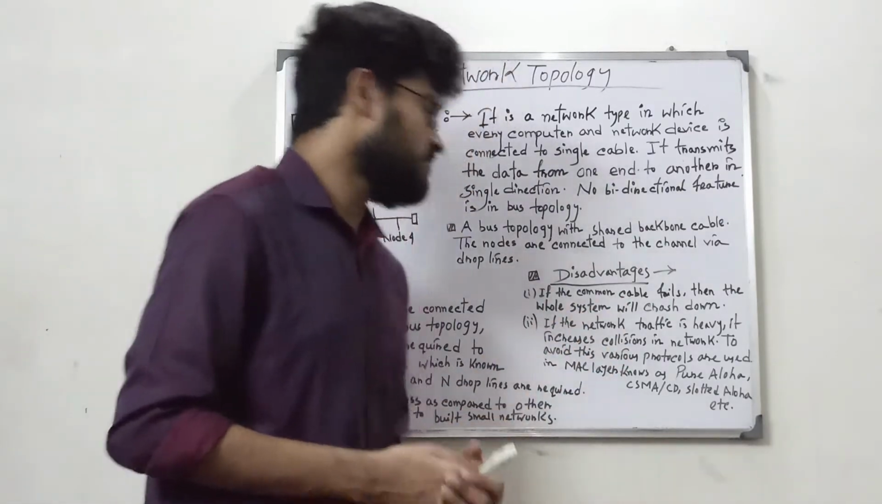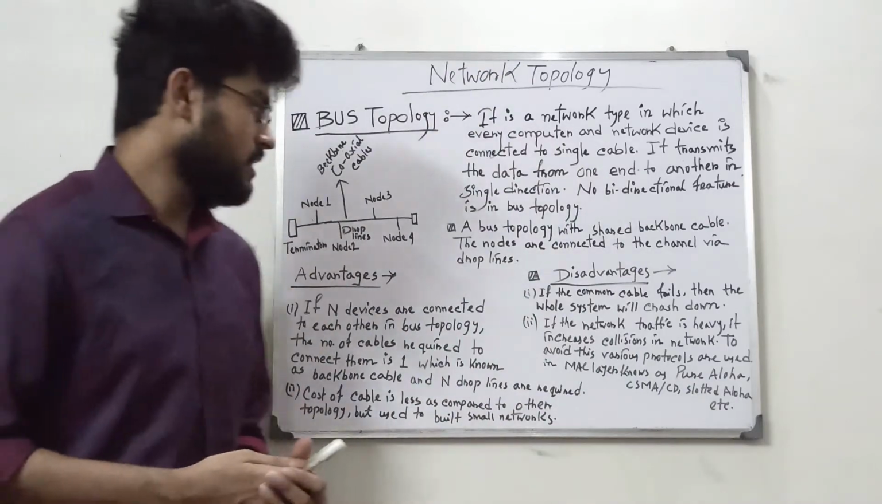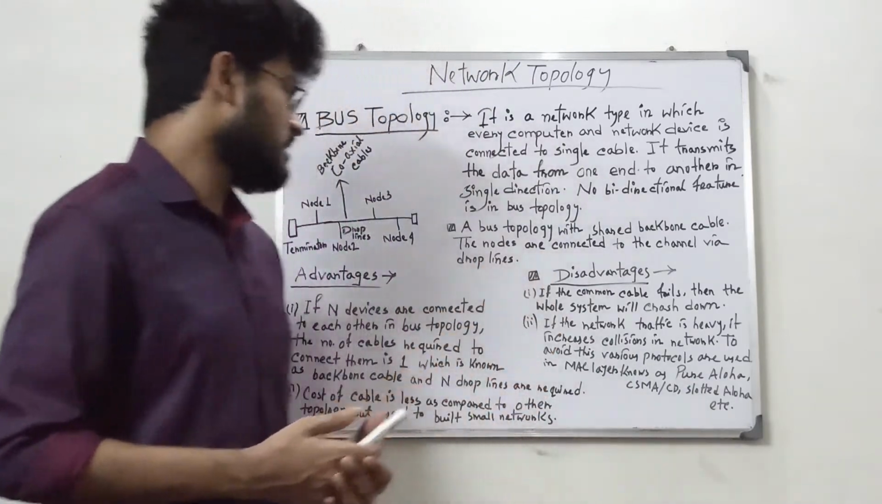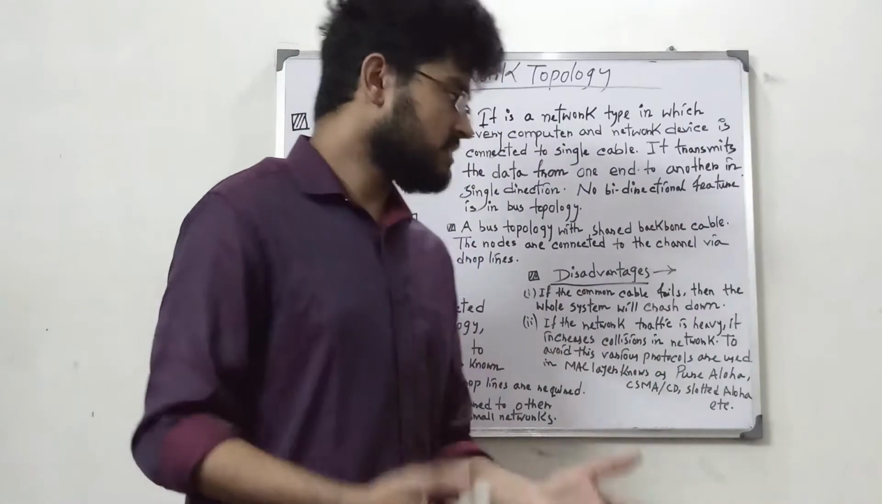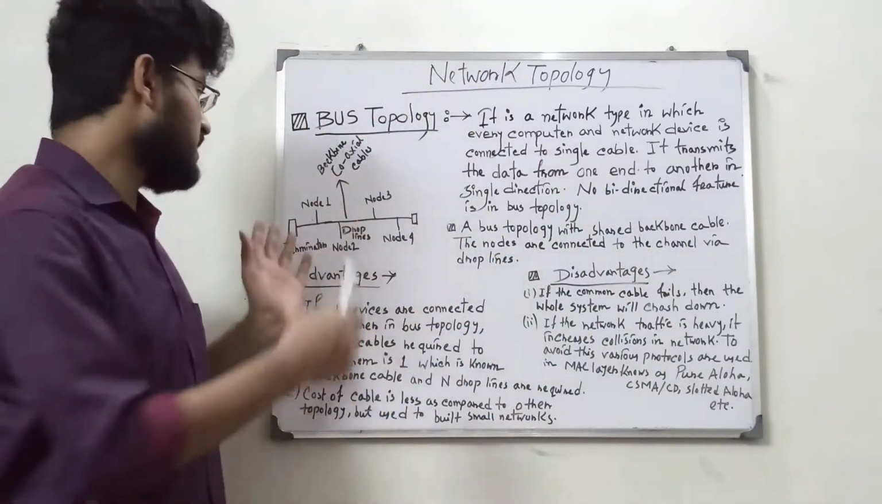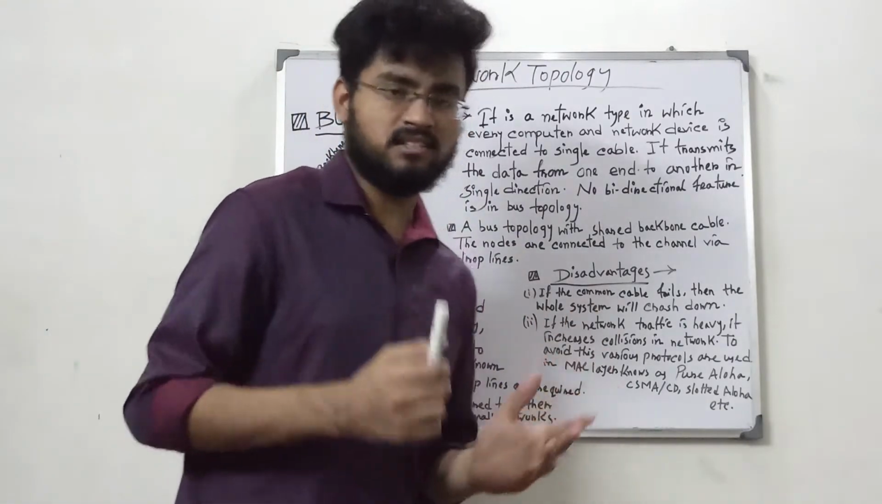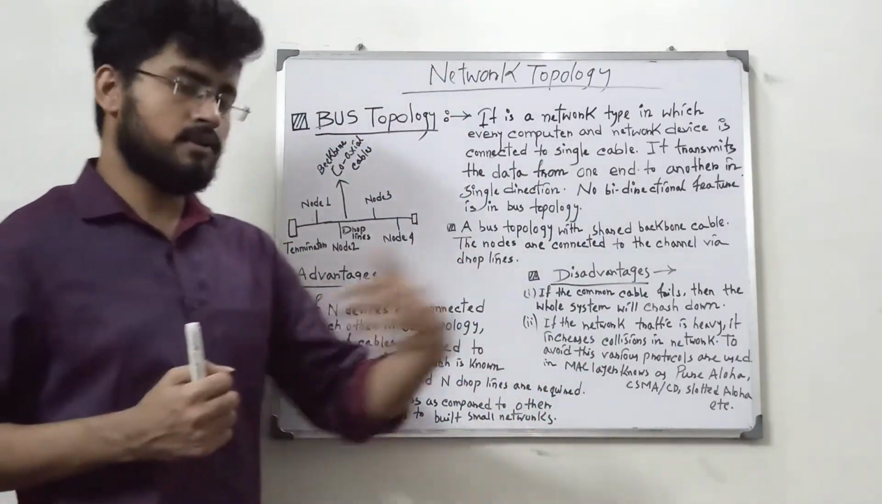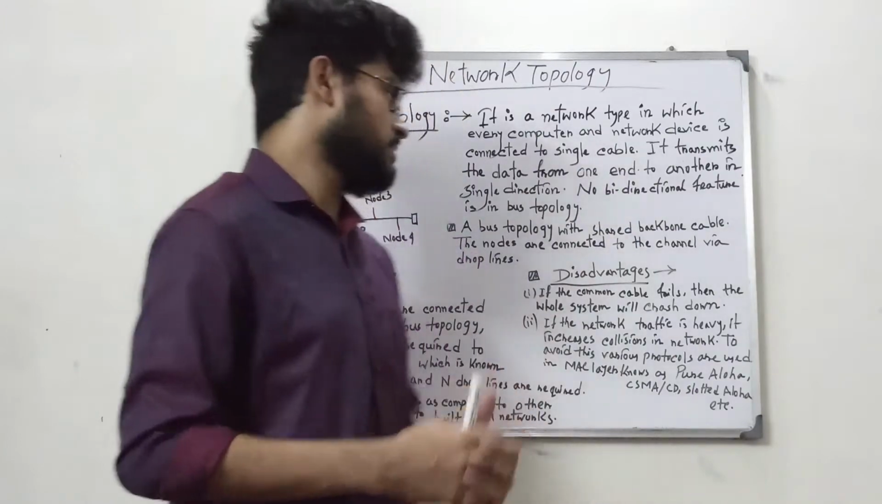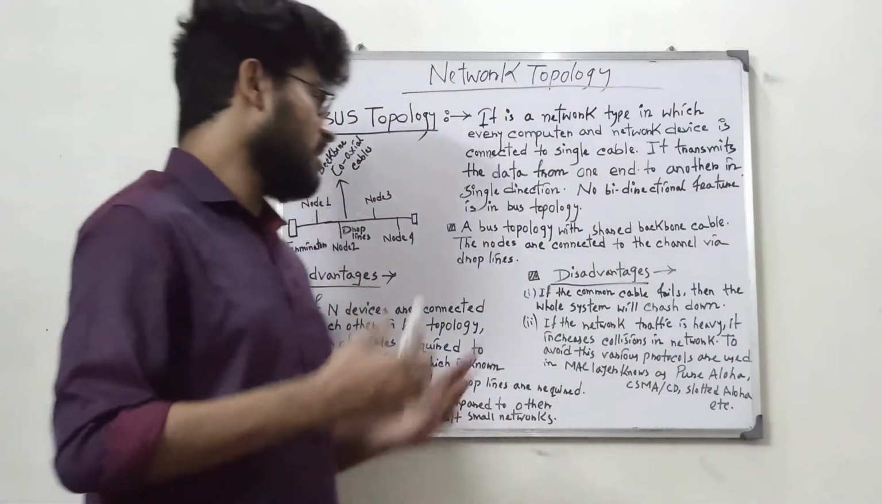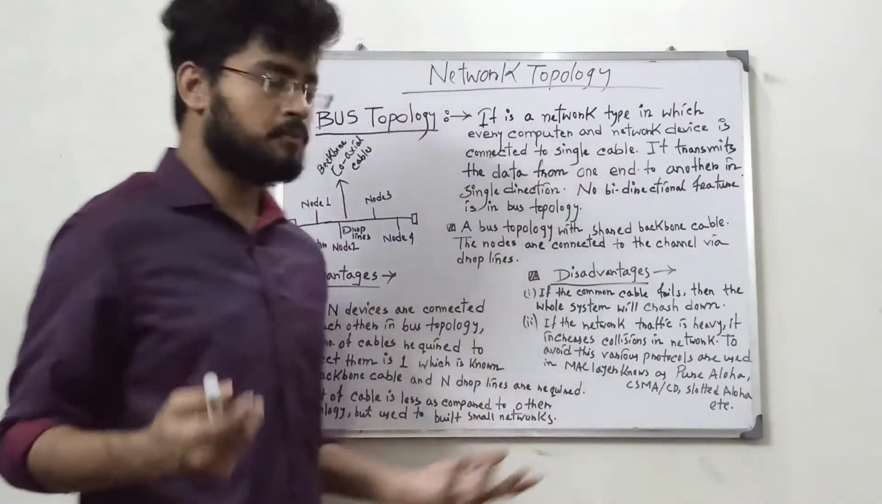Then there are some disadvantages also in bus topology. First, if the common cable fails, then the whole system will crash down. The overall system depends on the coaxial cable. All the devices are connected to the coaxial cable, and the information transmits from one device to another using that coaxial cable. So if that coaxial cable or backbone cable fails, then obviously the whole system will crash down.